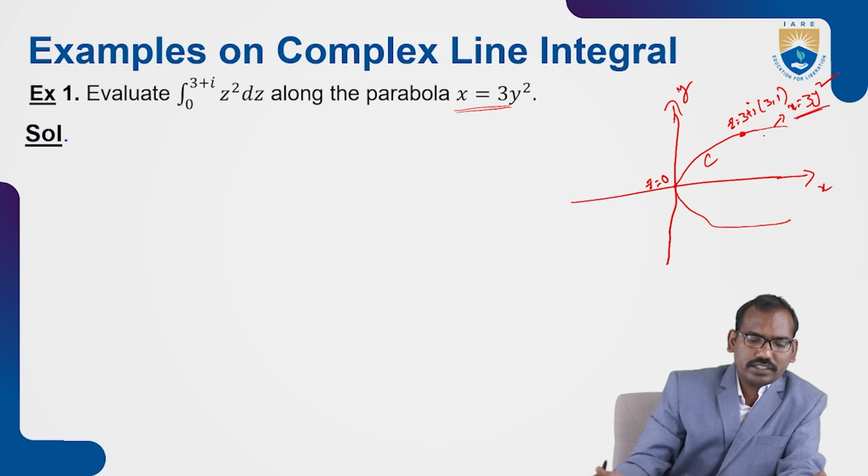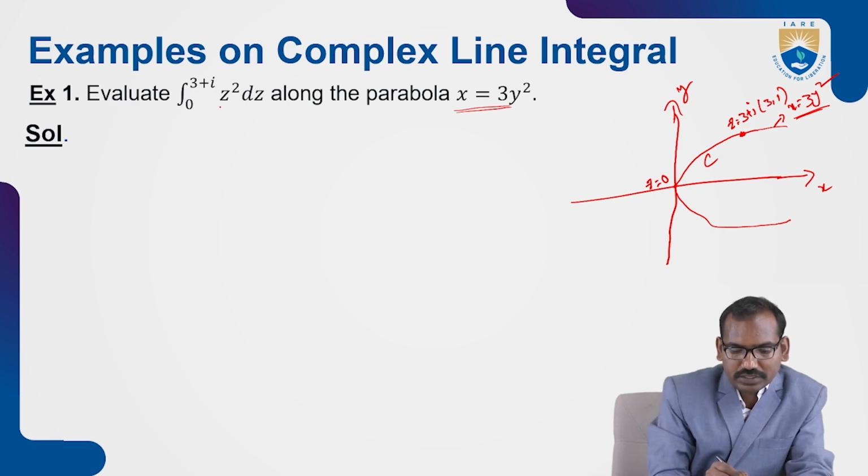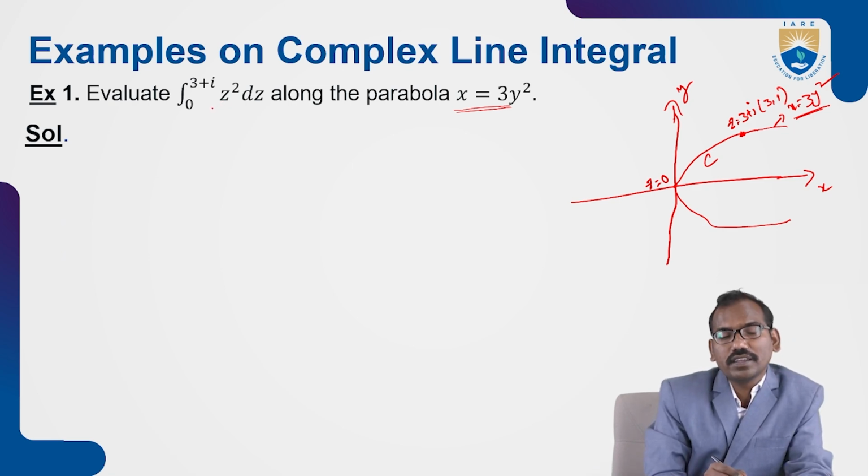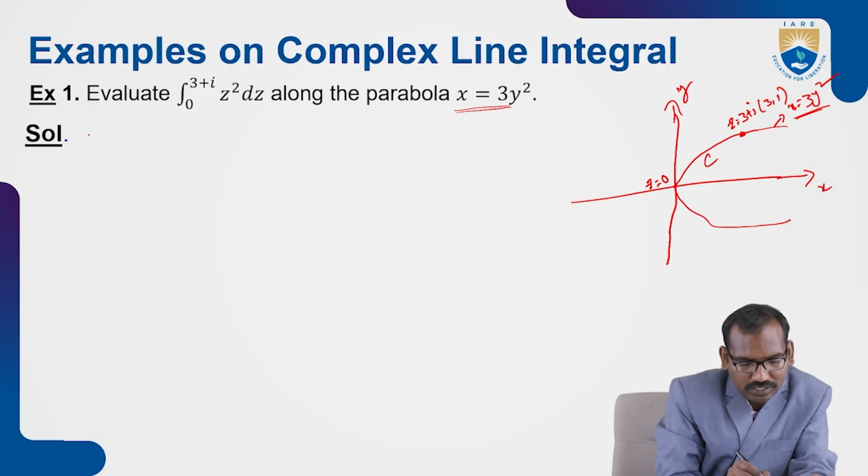Here the complex function is given in terms of z only. In the previous problem, where we calculated the line integral, the complex function was given in terms of real and imaginary parts directly. Here it is not given directly. We will write the real and imaginary parts for the given complex function.